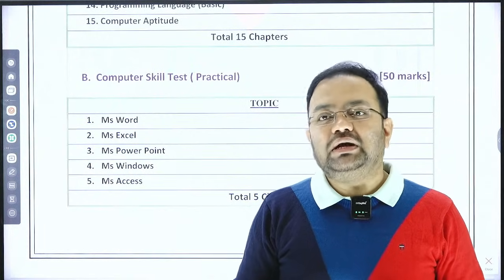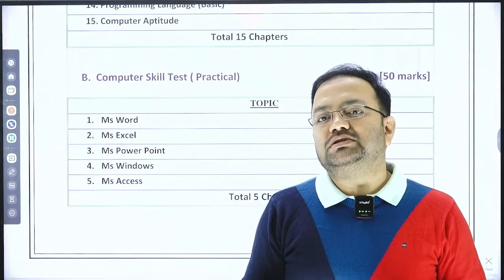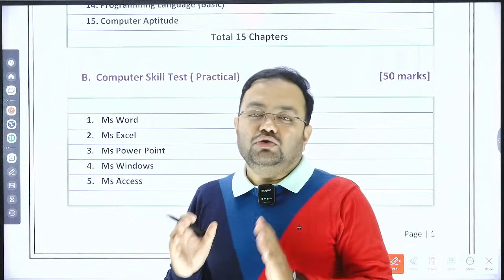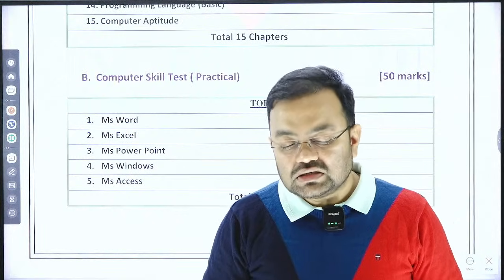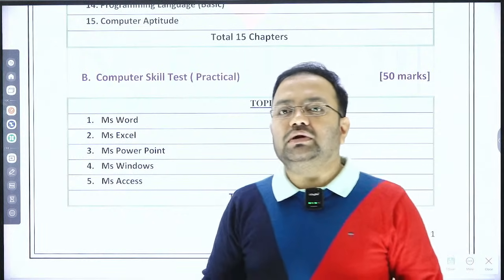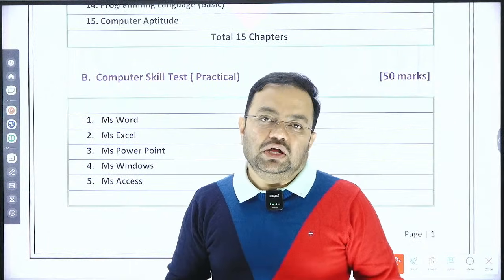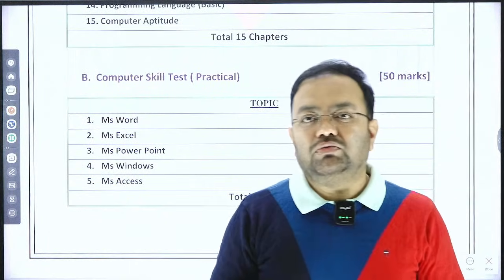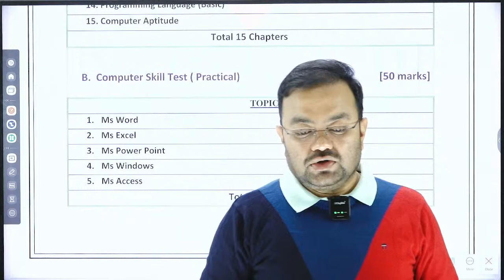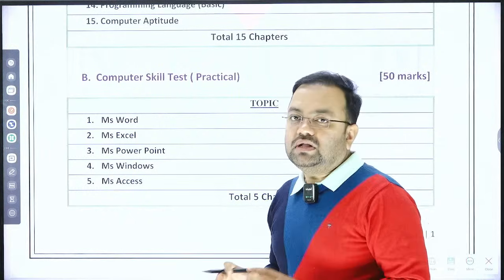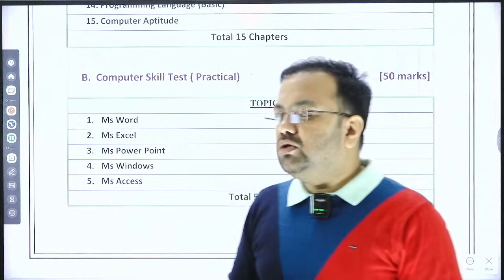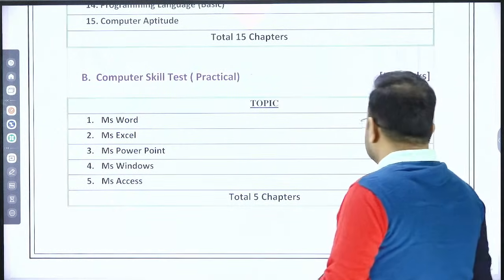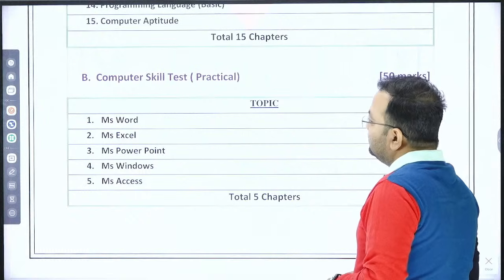In the main exam, the merit list will be prepared, because the main examination marks will be your valuable marks for the merit list. The preliminary examination marks are not counted because it is only qualifying in nature. If you qualify the cutoff, then you will be eligible for the main examination. So the main exam is the valuable exam. Before that, the computer proficiency test is there. So what are the modules related to the computer proficiency test, or specifically the computer skill test?